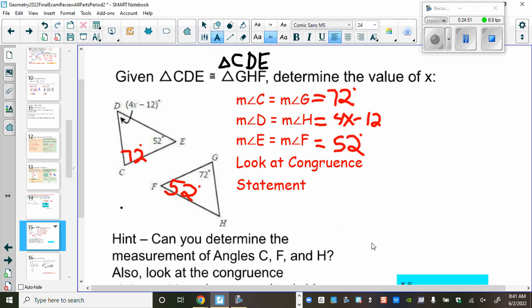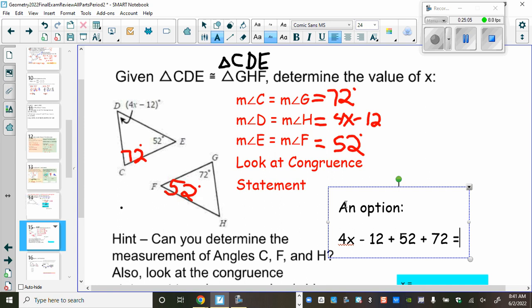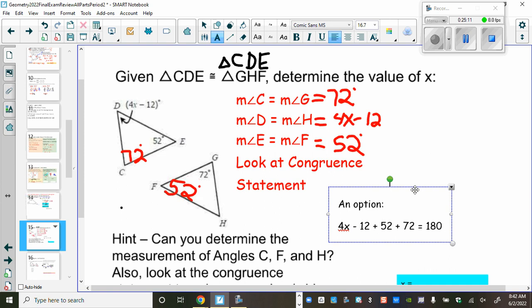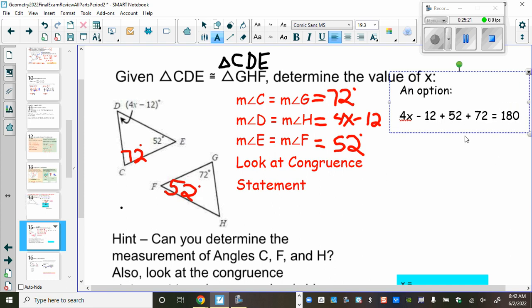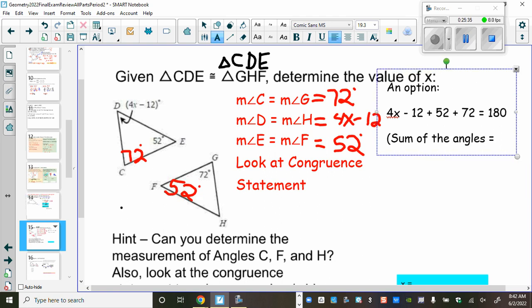So an option: 4x minus 12 plus 52 plus 72 equals 180. Okay, that's an option. I'll accept it. That's an acceptable setup. It's not wrong. Because the sum of the angles of the triangle has to add up to 180. That's good. I'll take that. I mean, it's a long way, but I'll take it.